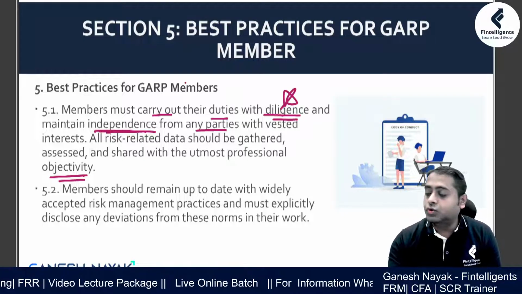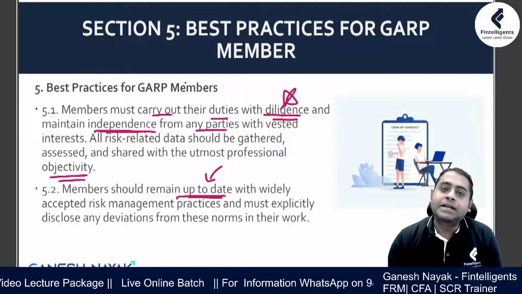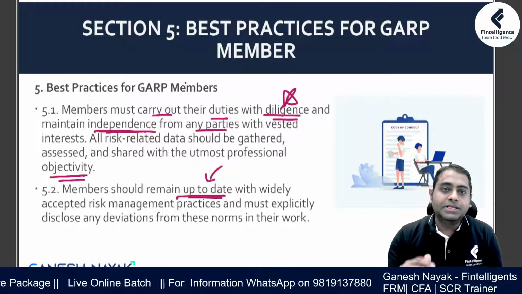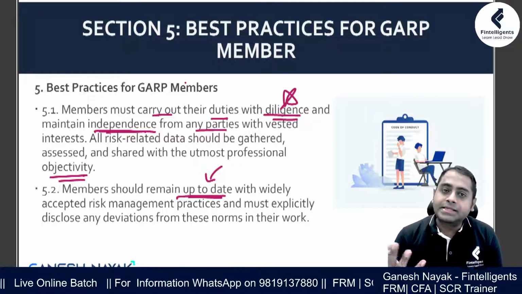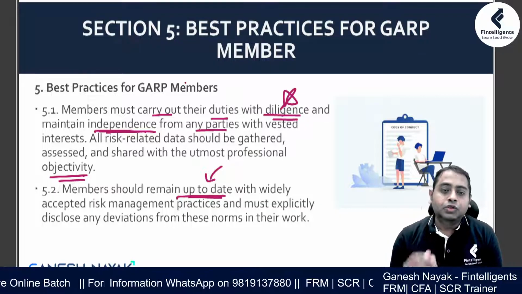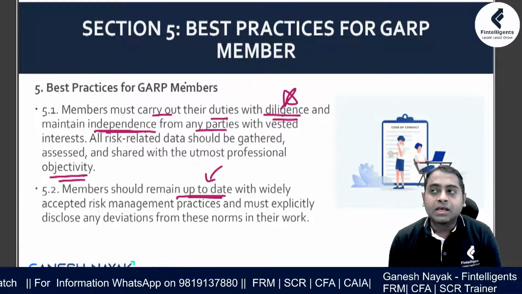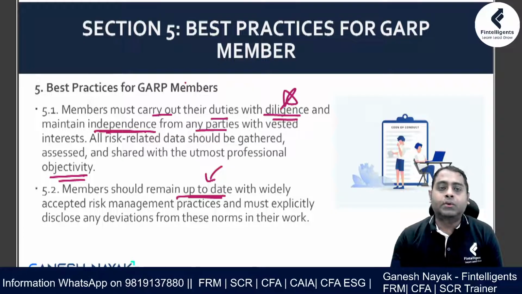That's why these two words will come out: independence and objectivity. Further, you should be updated. You cannot say that I am working as a bank risk manager and I am not aware about the basics. Nobody is asking you to be aware of the detailed rules, but at least you should know the basics of the basics. This is why they are saying generally acceptable risk management practices which are followed everywhere. You should be aware of those rules and regulations.